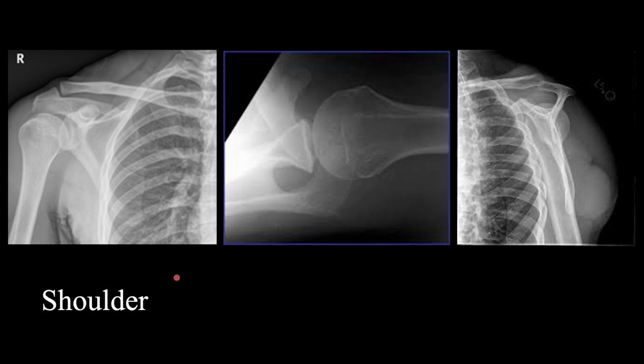So in general here, you can see this is the clavicle, this is the acromion here, this is the coracoid, this is the humerus, and this is the glenoid. This is the coracoclavicular distance, right? So that's just AP shoulder bony anatomy.